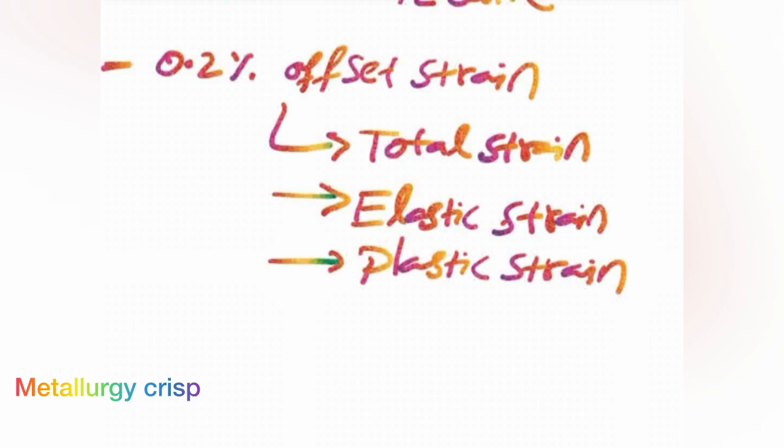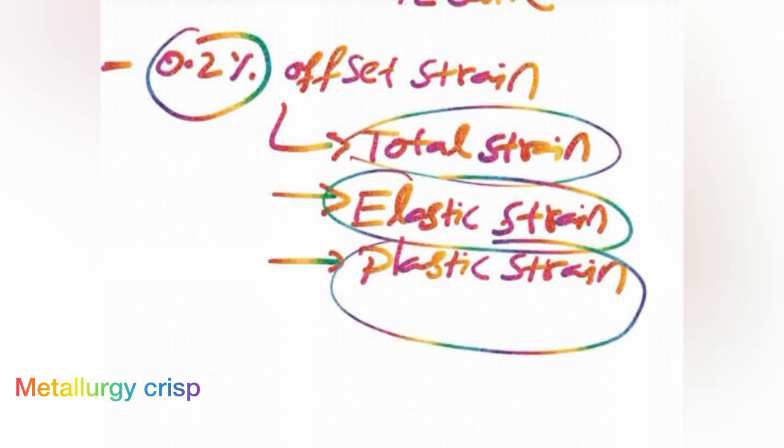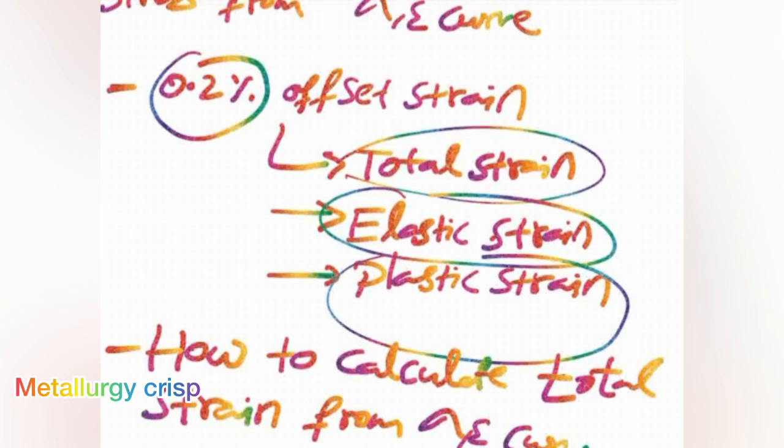So for measuring yield stress, we take 0.2% offset strain. So this 0.2% is of what strain? Of total strain, elastic strain or the plastic strain? How do you calculate total strain from the stress strain curve?